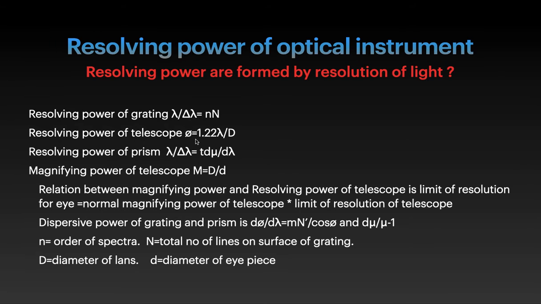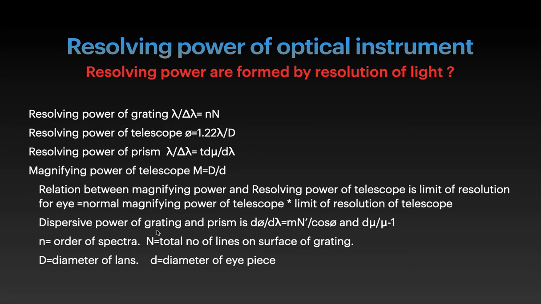Telescope has phi is 1.22 lambda by D and prism has lambda by delta lambda is t d mu by d lambda. In magnifying power of telescope, m is D by d. Relation between magnifying power and resolving power of telescope: limit of resolution for eye is equal to normal magnifying power of telescope, limit of resolution of telescope.